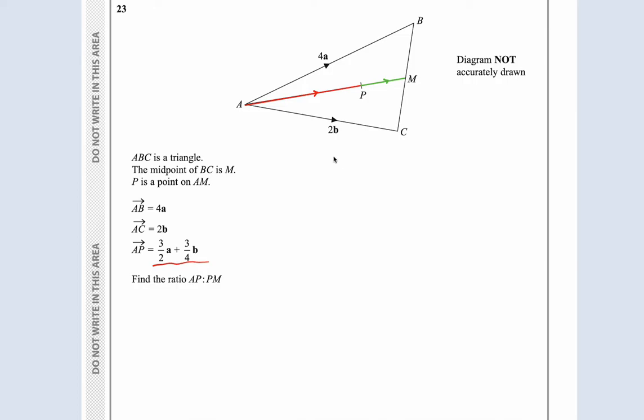And if I can find PM, hopefully it will be a multiple of this. It'll be smaller than this. It might be half of this, I don't know. And when I find out, that will give me the ratio. So, for example, if it was a half, the ratio would be 2 to 1. I don't think it is a half, but we're going to find out. So I need to find PM. That's my goal. I'm going to go from P to M. But I don't know it.